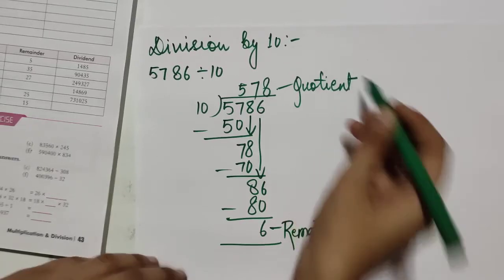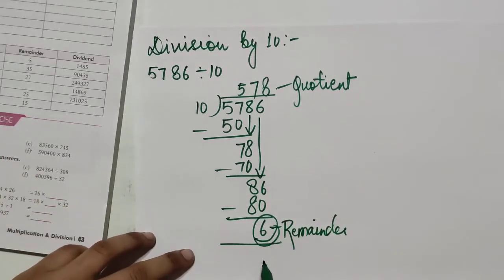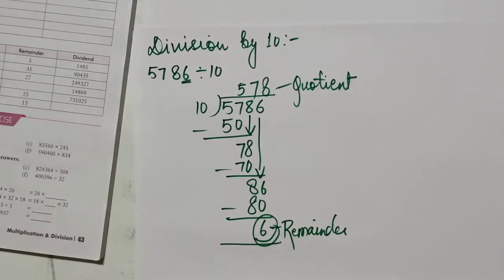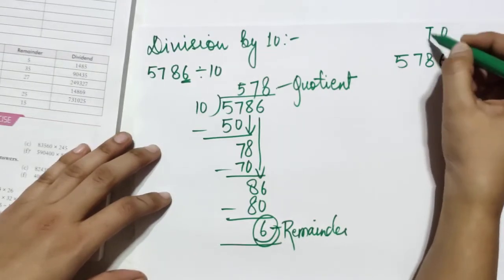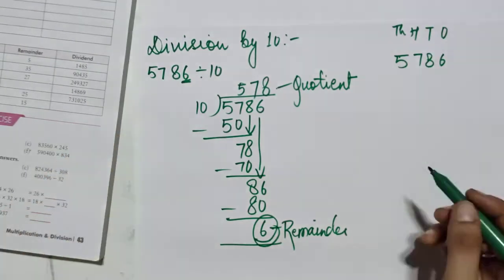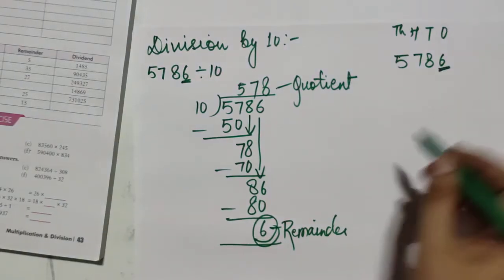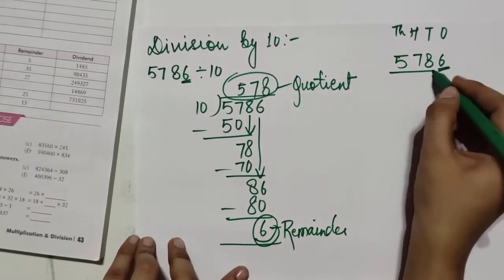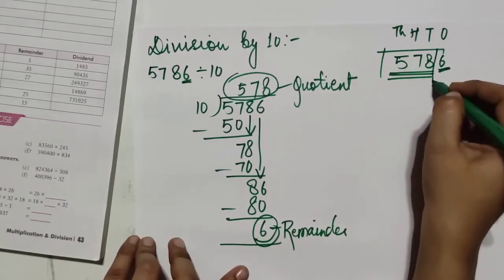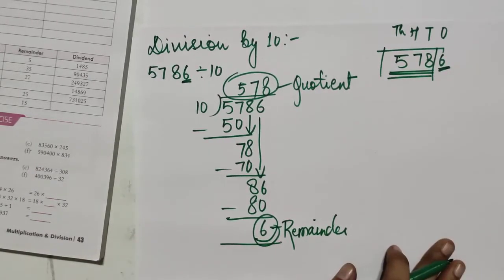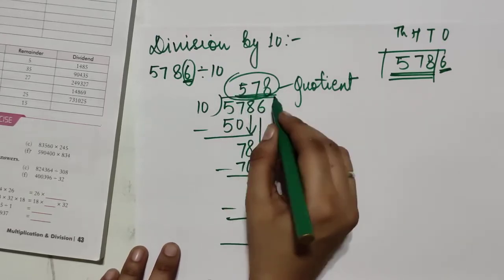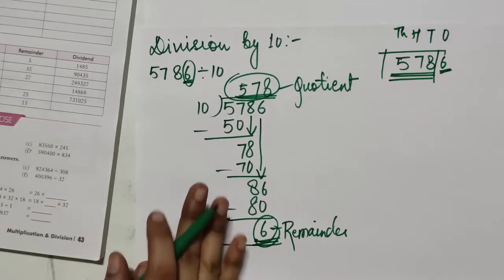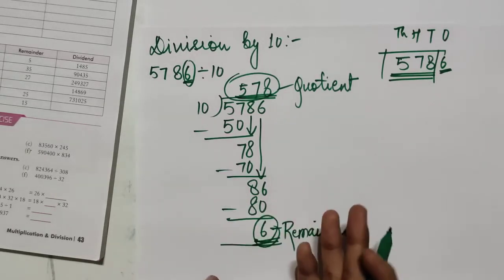Now if you see, the 6 is the number at the ones place of this number. If we write down 5786: ones, tens, hundreds, thousands. So 6 is at the ones place and the quotient is the first three digits of this number. So whenever we divide a number by 10, the ones place digit will be the remainder and the rest will be the quotient. We can do the checking also.